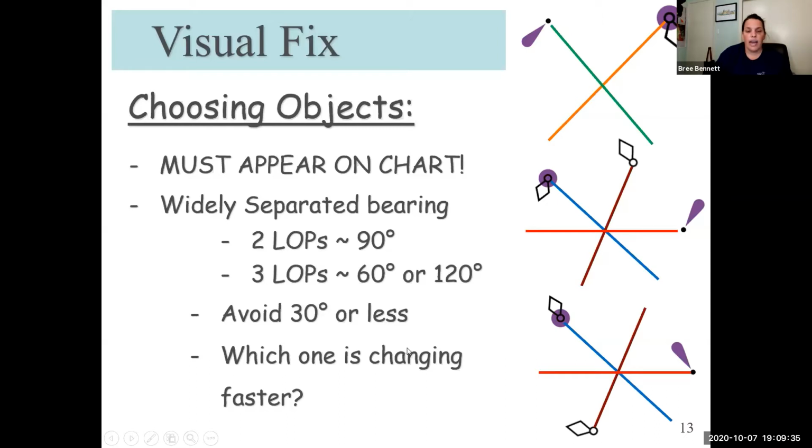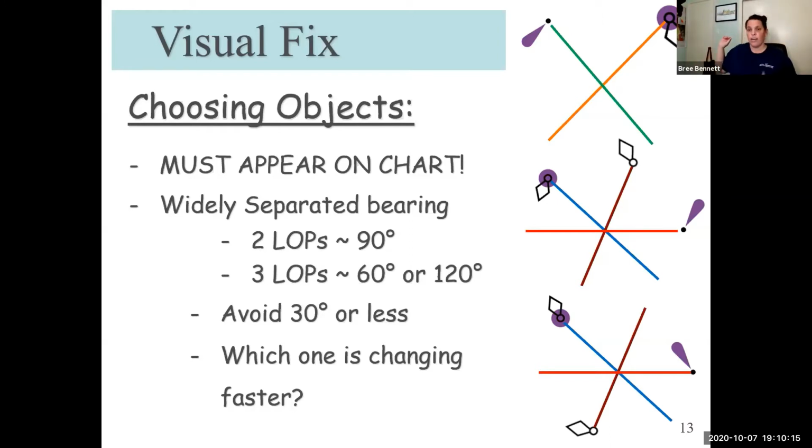And then you can also ask which one is changing fast. So which LOP do I want to take first or depend more reliably on? Which one's changing faster? Anyone know which one's changing faster? The ones on the beams. So if it's closer to the beam or the side, as you are moving, that bearing to you changes rapidly. As you're moving forward and there's an aid to navigation closer to the bow or closer to the stern, those are going to change slower.